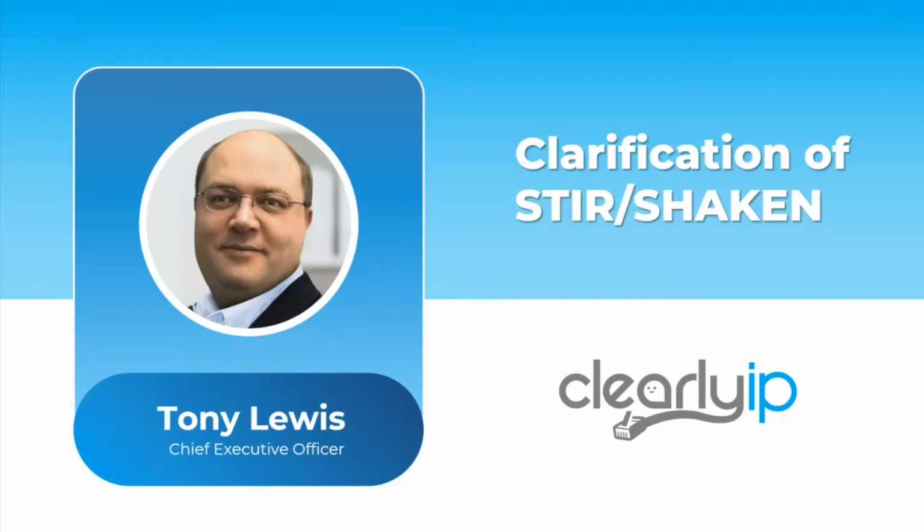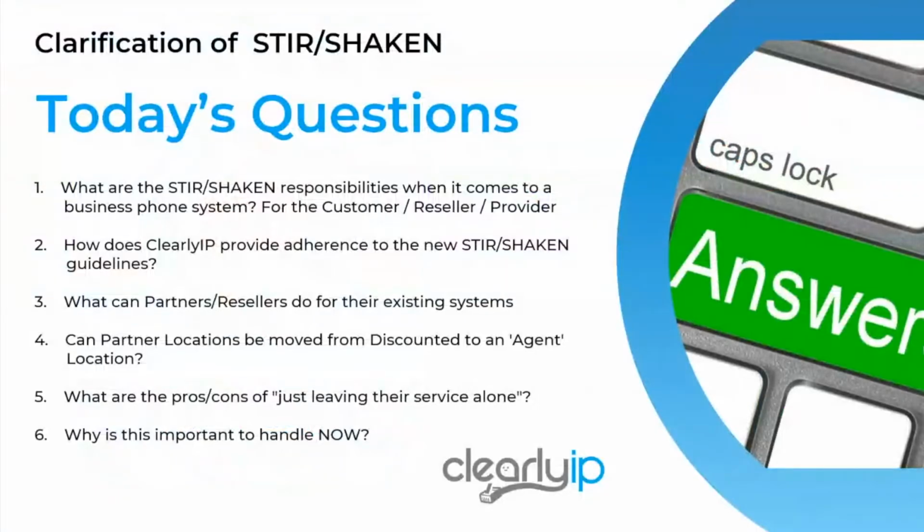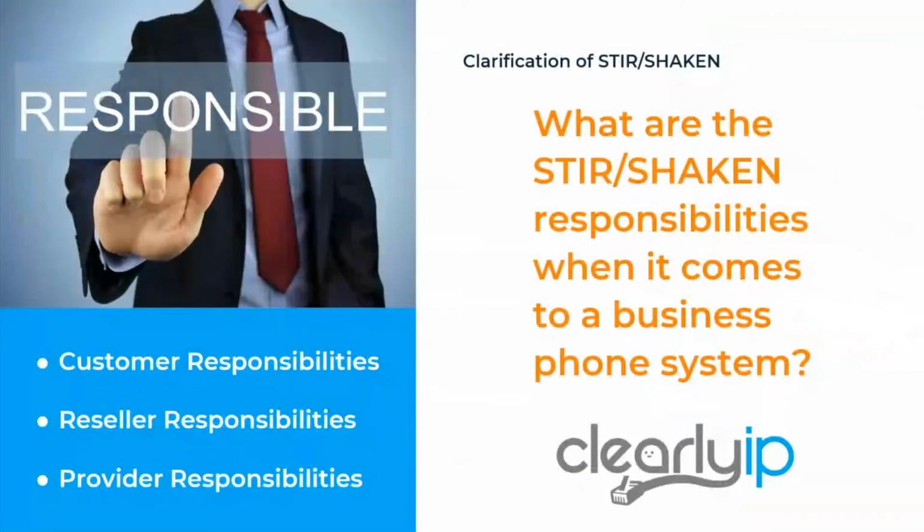So we've taken the top questions. I've asked Tony Lewis to join us to answer them. And so Tony is our CEO and he's online with me today. These are the questions that we're going to be going over, the 6 top ones that we've received. It's kind of like, what are the responsibilities? How do we as ClearlyIP provide adherence? What can partners and resellers do? And basically pros and cons, and why is it important that you handle this now? So why don't we get started?